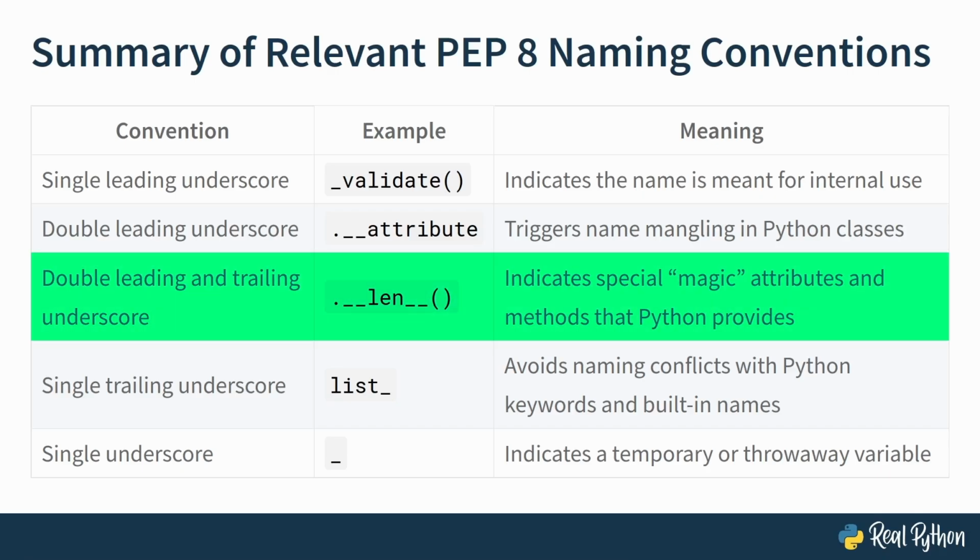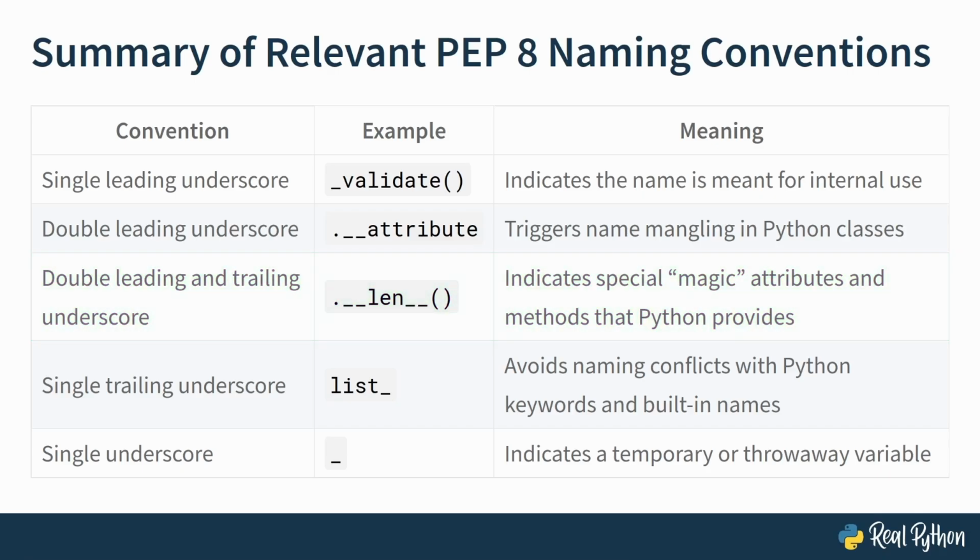There's the double leading and trailing underscore, so __len__, as an example. That indicates a special magic attribute or a magic method that Python provides. Then there's a single trailing underscore, list_, for example, and that is used to avoid naming conflicts with Python keywords and built-in names. And finally, we'll look at the single underscore used as an underscore, and that indicates a temporary or a throwaway variable.